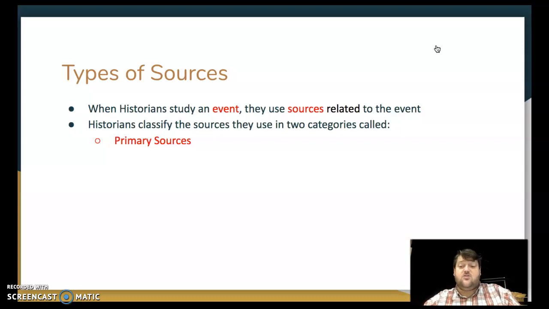We try to find primary sources because they're the best actual description of what happened. Because who can describe better what happened than somebody who was there? And if they were there, they get to be counted as a primary source.